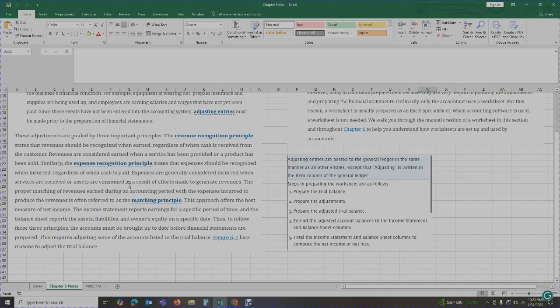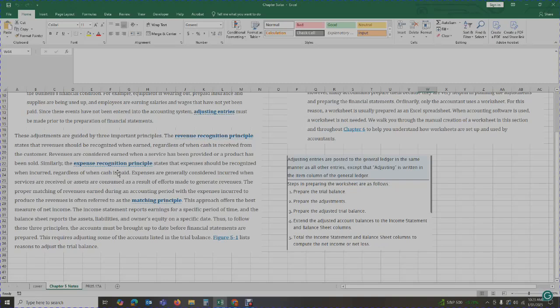So let's say, for example, for the expense recognition principle, you get your water bill. The water bill is for services that you've used. You're not going to pay the water bill this month because you don't have the money to, but you have received the invoice, you know that you've consumed this resource, so you do have to do an entry to accrue for the payment of these expenses in the future.